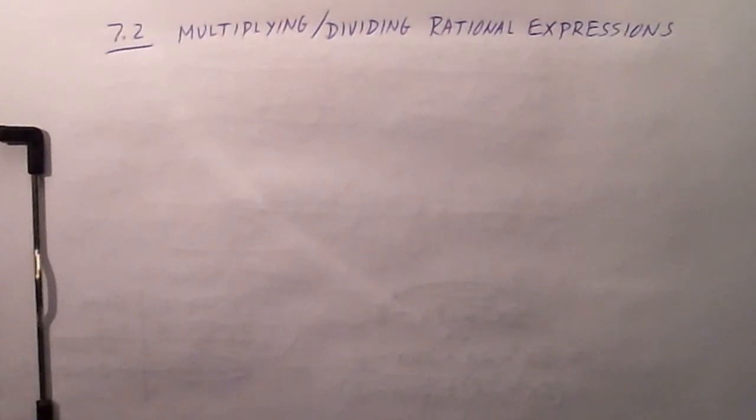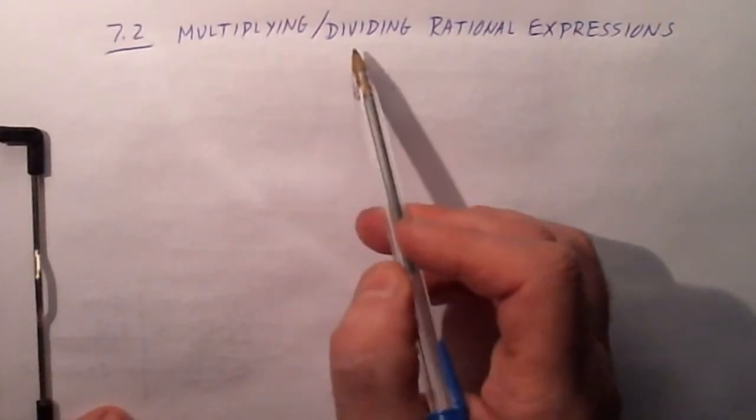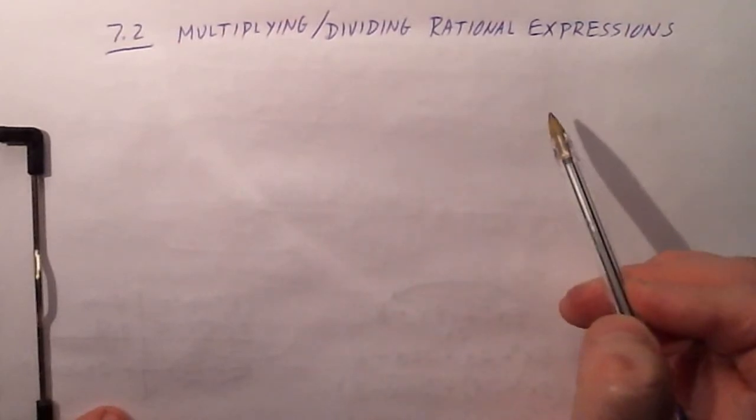Welcome back, everybody. We're going to finish 7.2 today, Tuesday, April 7th. In this section, we are going to focus on multiplying and dividing rational expressions.